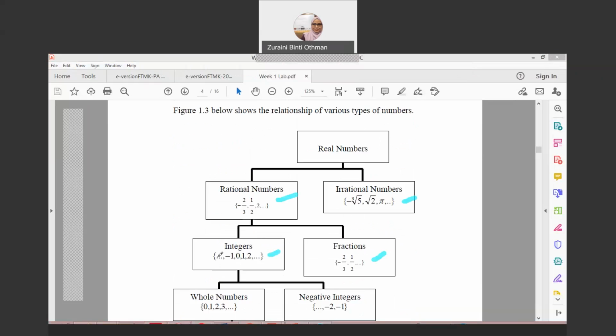Integer ialah nombor yang bulat-bulat je. Fraction ialah nombor yang kita ada pecahan tu. Dia tak boleh jadi nombor bulat, dia pecahan sahaja. Rational number dengan fraction dia berbeza. Rational number include nombor bulat, sebab nombor bulat ialah 2/1, 3/1, 4/1, semua tu nombor bulat, betul? But it's inside the rational number. But fraction only for numbers like 2/3, 4/5 yang ada pecahan, pecahan yang bukan per dengan satu. Okay, and inside integer there is whole number and negative number. Okay.